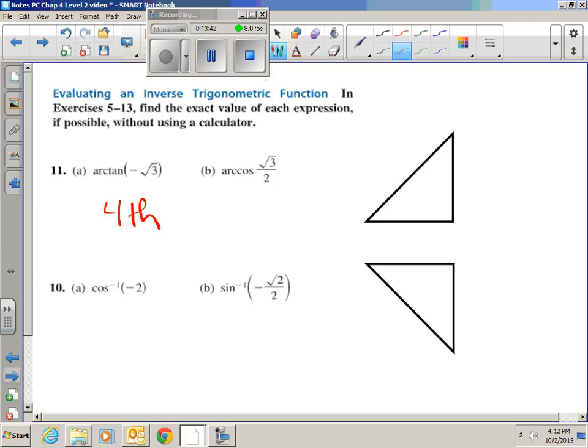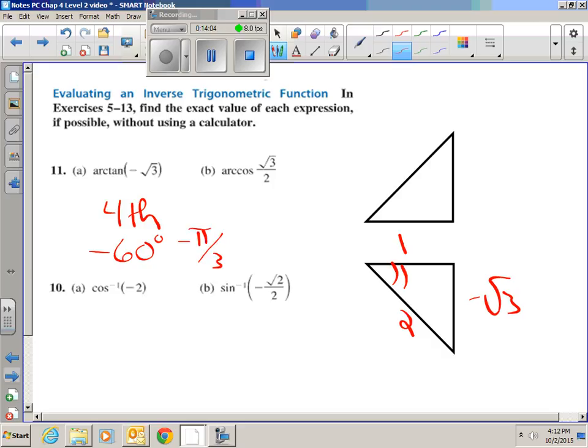I know that this tan is negative √3 over positive 1. Well, the triangle that does that is going to be a 60-degree angle in the fourth quadrant. So this is going to be negative 60 in degrees. In radians, it's going to be negative pi over 3.